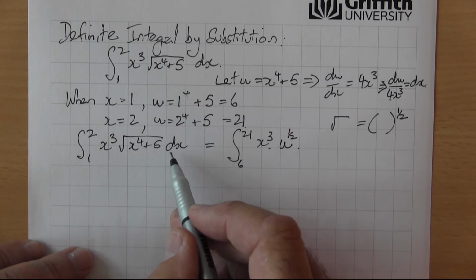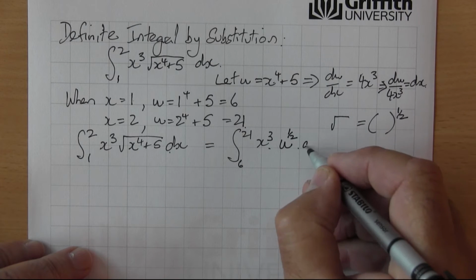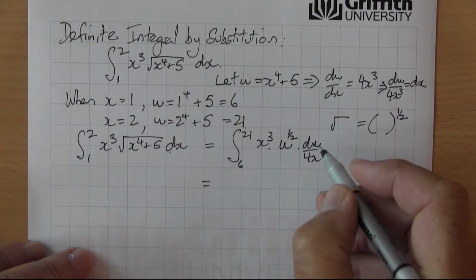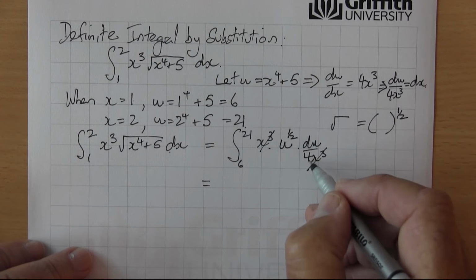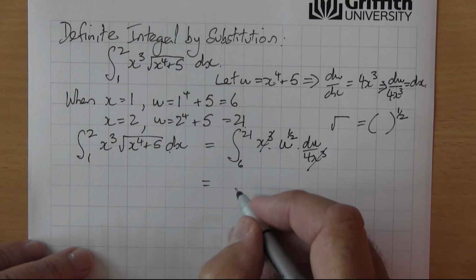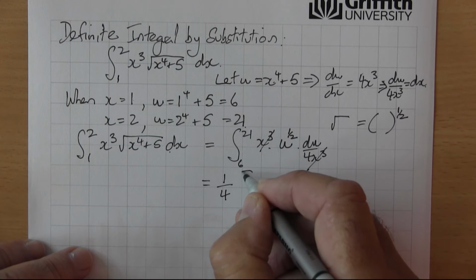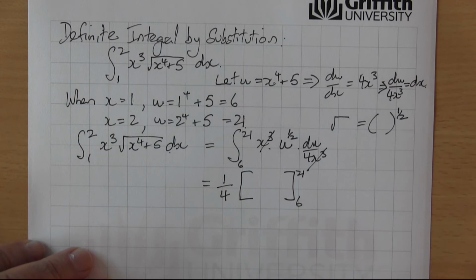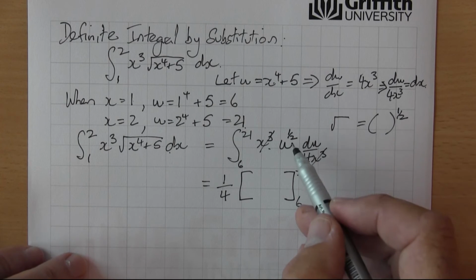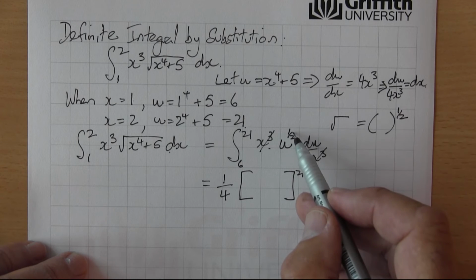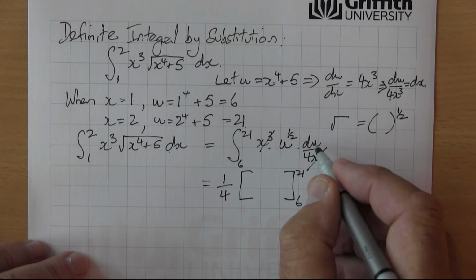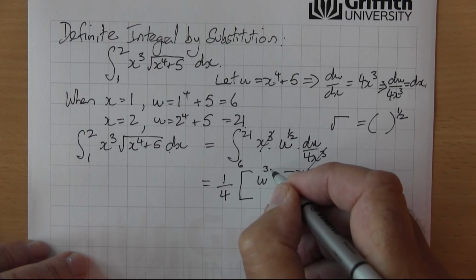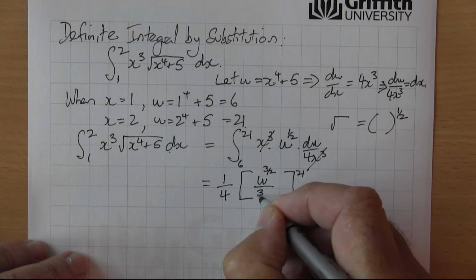And then we've got to do a substitution for dx. dx up here is du over 4x cubed. The x cubes will cancel out. We've still got a 4 in the denominator. We'll bring it out the front, so there'll be 1/4, between 6 and 21. And the rule for integration is just add a power on that power. So we're going to integrate with respect to u. So that'll be u to the power of, if you add 1 to a half, you get 3 on 2, all over 3 over 2.